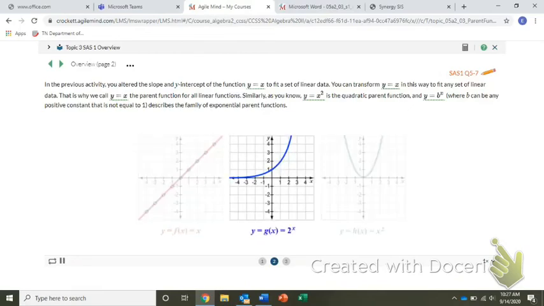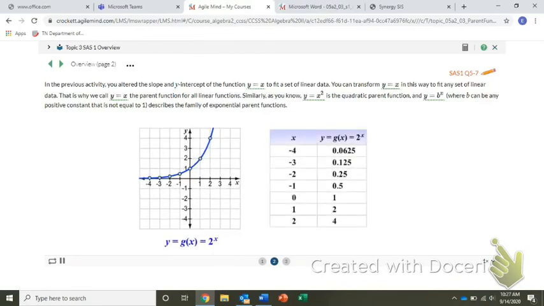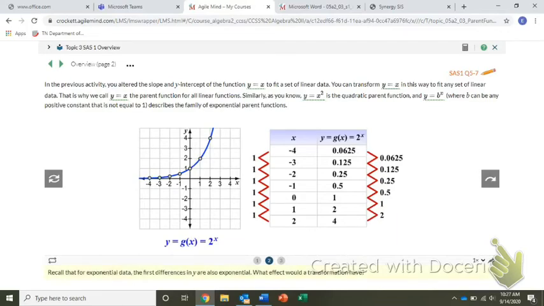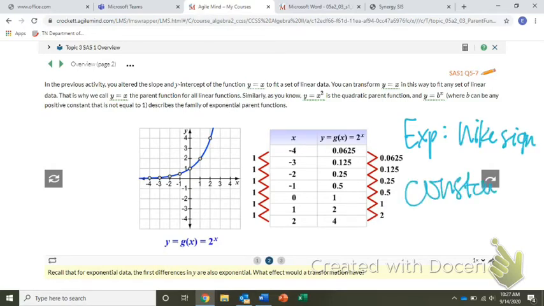All right, number 2 shows us exponential. Remember, exponential kind of looks like a Nike sign. And it has a constant multiplication.